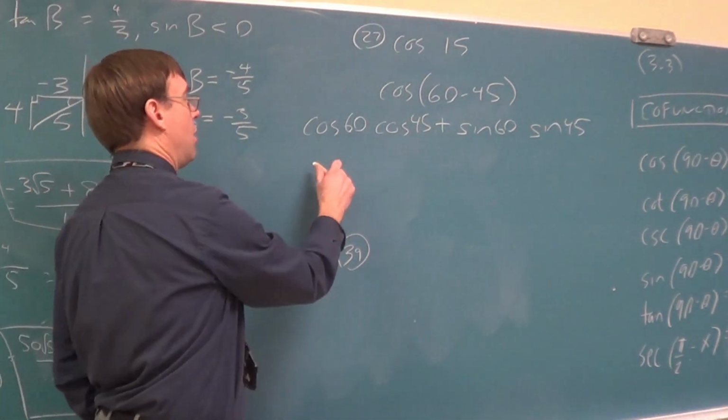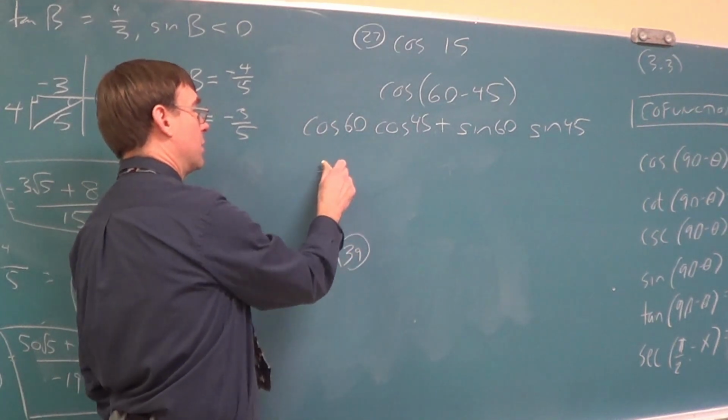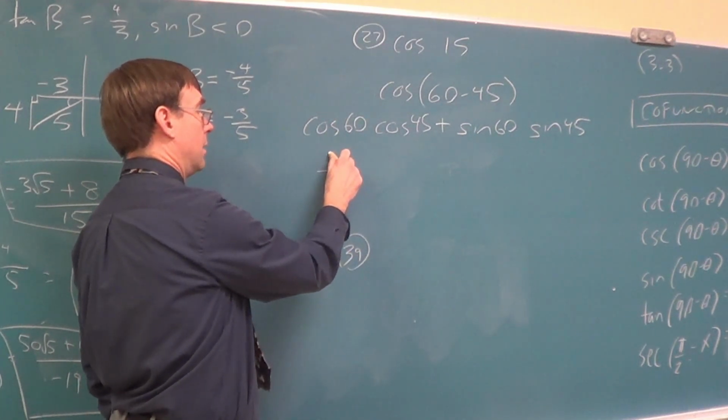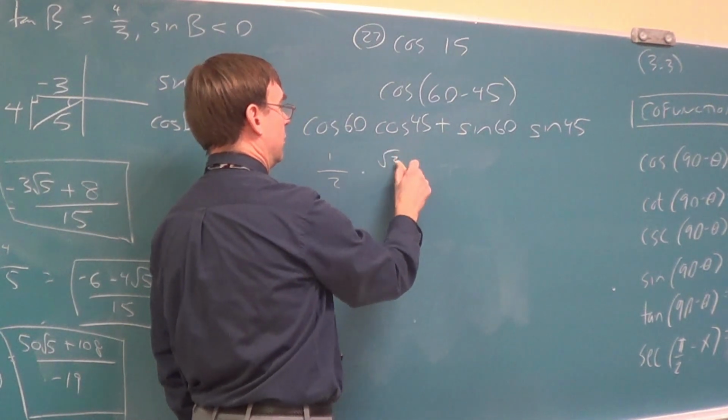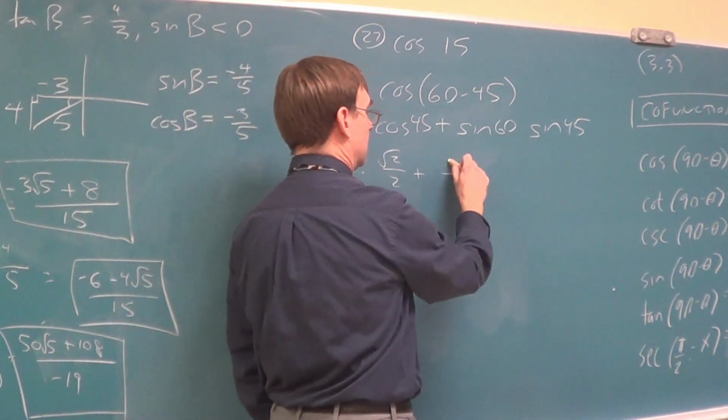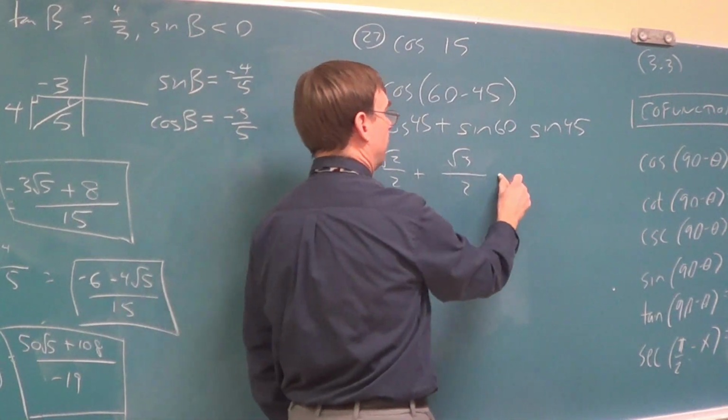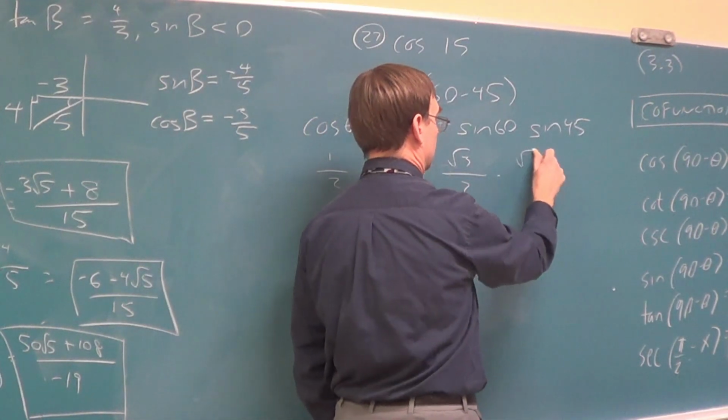Now look these up on the chart. Cosine 60, I gave you the thing with the chart. What is that? That's a half. Cosine of 45, root 2 over 2. Sine 60, root 3 over 2. Sine 45, root 2 over 2.